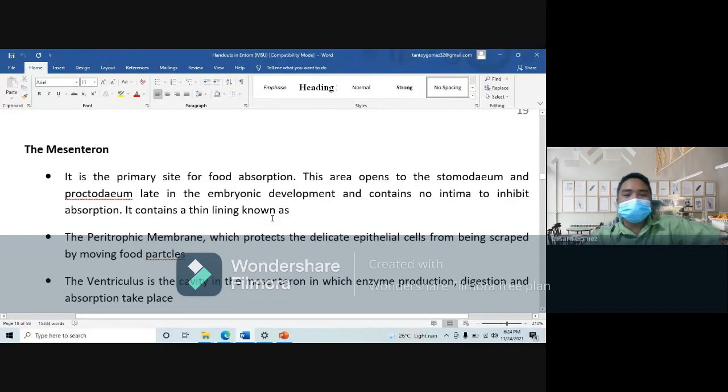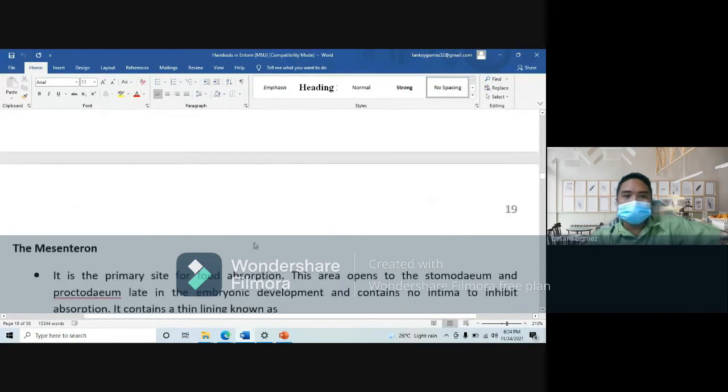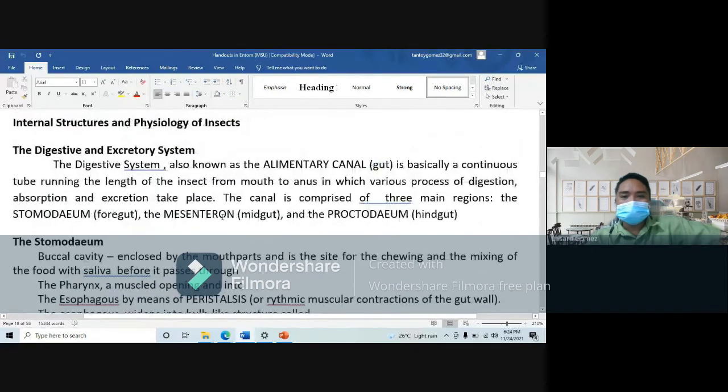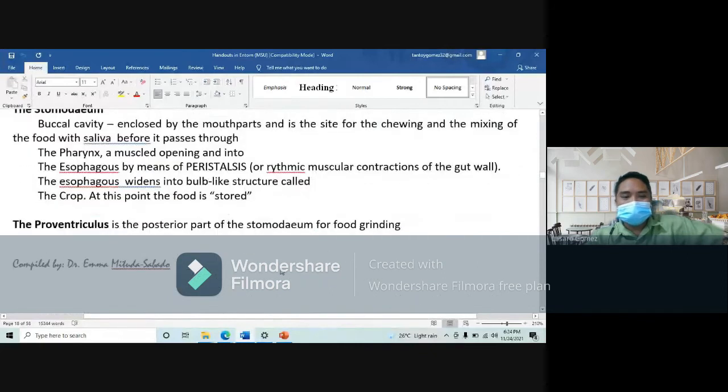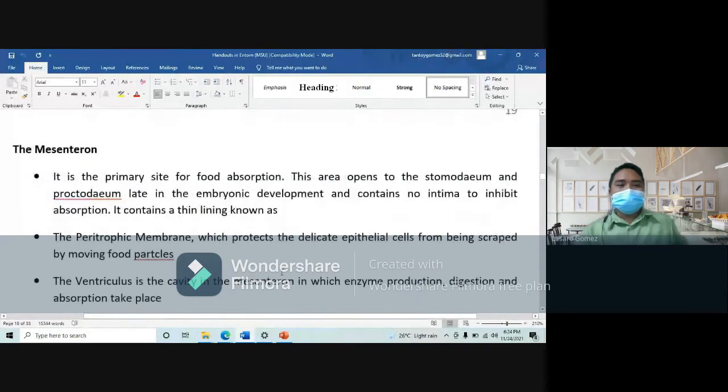Okay, the mesenteron is the midgut. Proctodium is the hindgut. Stomodium, foregut. Mesenteron, midgut. Proctodium is what we call as the hindgut. Okay, mesenteron is the primary site for food absorption. This area opens to the stomodium and the proctodium late in the embryonic development and contains enzymes to inhibit absorption.